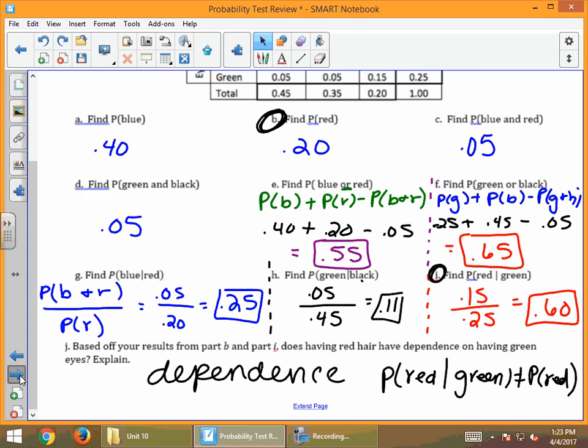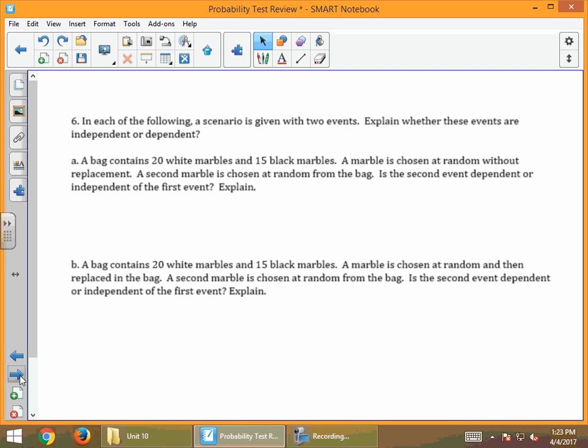Moving on. Number 6. So each of the following scenarios is given with two events. Explain whether these events are independent or dependent. So A up here. A bag contains 20 white marbles, 15 black marbles. A marble is chosen at random without replacement. A second marble is chosen at random from the bag. Is the second event dependent or independent upon the first event? Why? Yeah, you're right, exactly right.